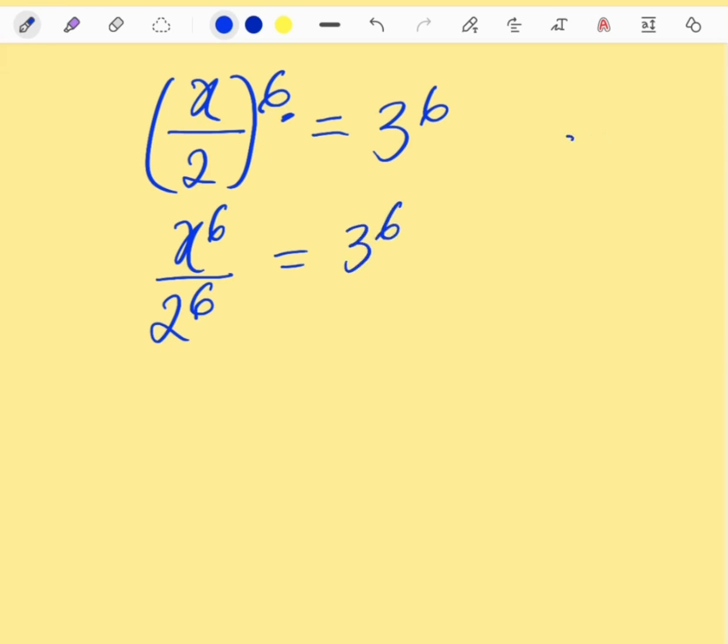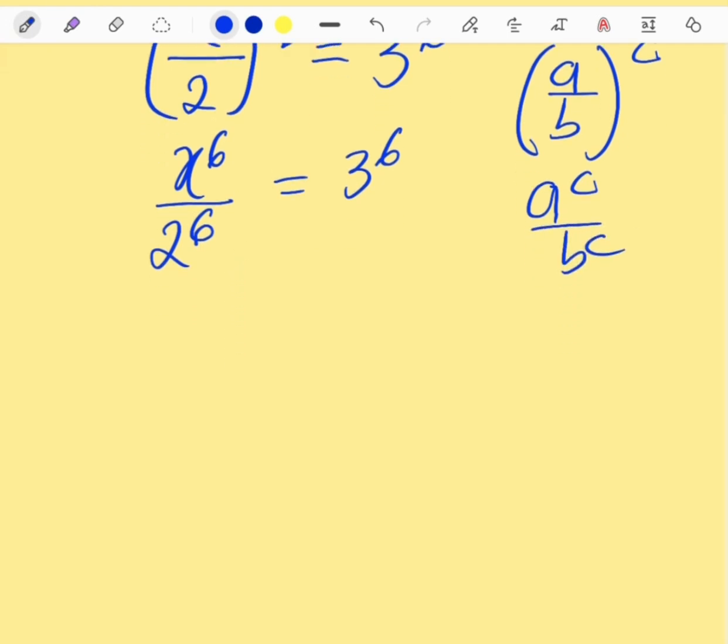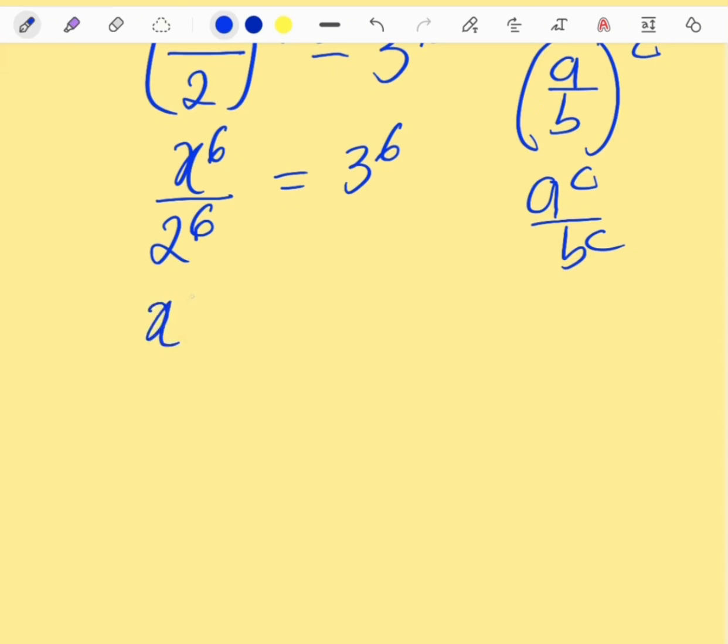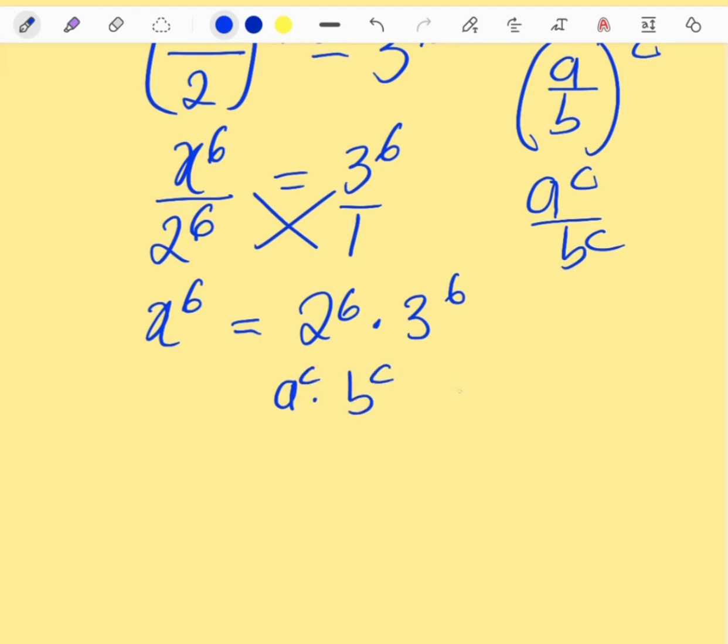Because from indices law, when you have a over b, then to the power of c, it means a power c over b power c. That is what I did here. So from here, this is x power 6. If I cross multiply here, you have x power 6 is equal to 2 power 6 multiplied by 3 to the power of 6. And again, when you have a times b, then to the power of c, they're having the same power. It is just a multiplied by b, then to a common power of c.